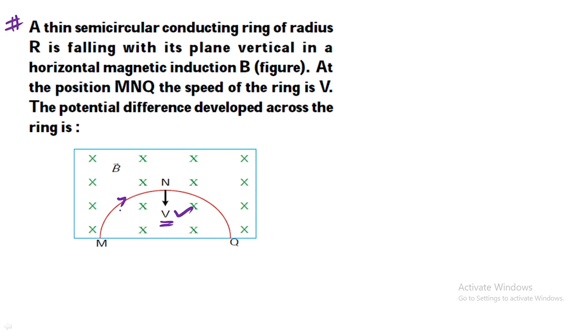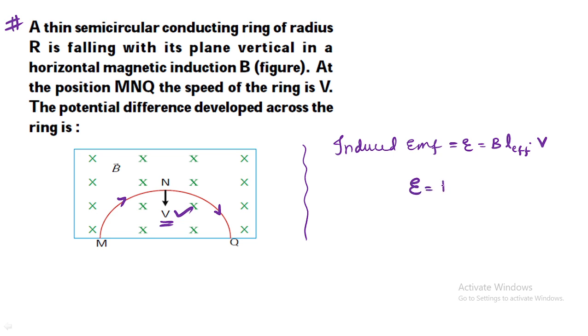So the current will flow from where to where? M to Q. Did I tell like that only? Got it or not? Yes or no? So induced EMF. Induced EMF is equal to, we have E is equal to B L effective into V. Am I correct?